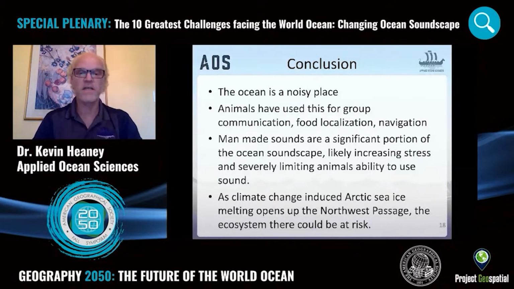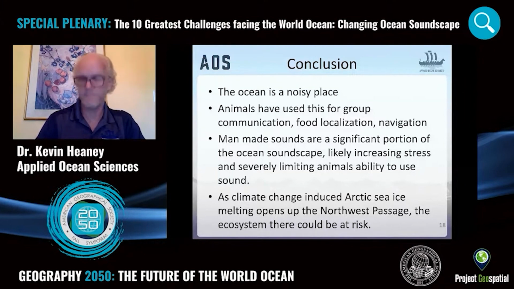And again, as climate change increases and it induces Arctic sea ice melting, this will open up the Northwest Passage for more months and more seasons, possibly all year round, and the sensitive ecosystem in the Arctic could be at risk due to shipping noise. So thank you for your attention, and that's it.